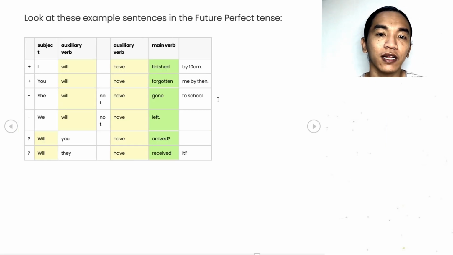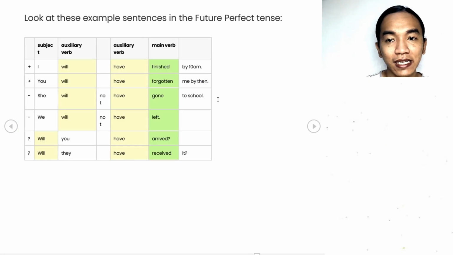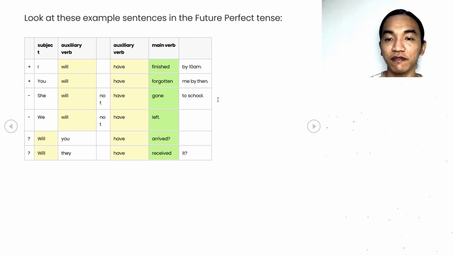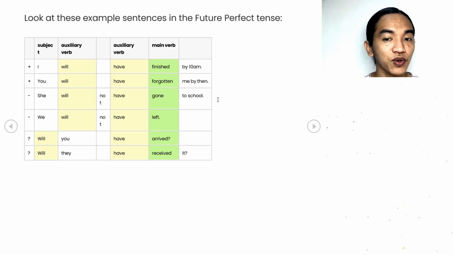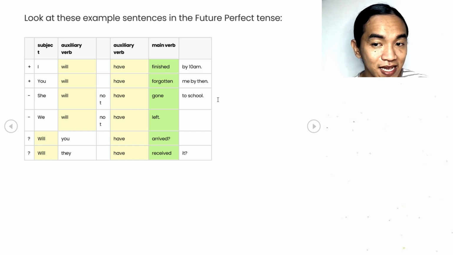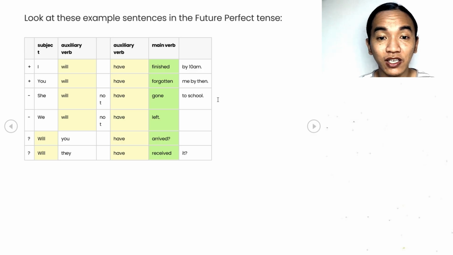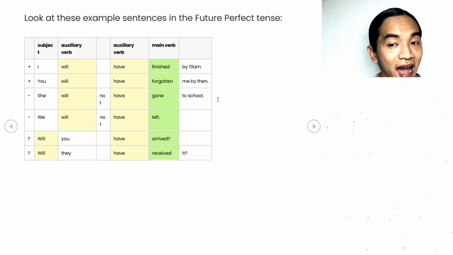Now let's take a look at these examples here to have a better understanding of the future perfect tense structure. So for positive, let's see here. I will have finished by 10 a.m. Look at your main verb, it is in your past participle. Next, you will have forgotten me by then. So again, for your positive sentence, you have your subject, will have, and then verb in the past participle.